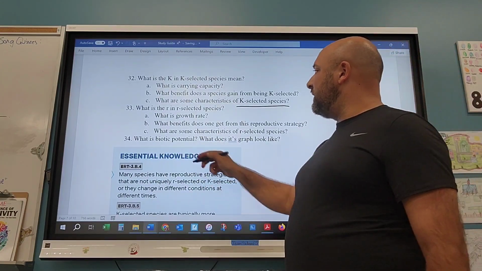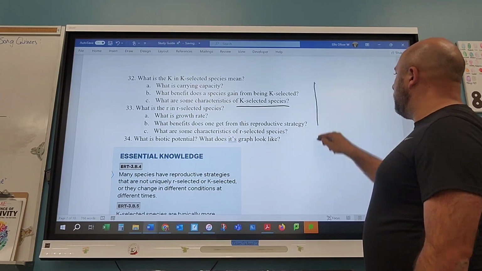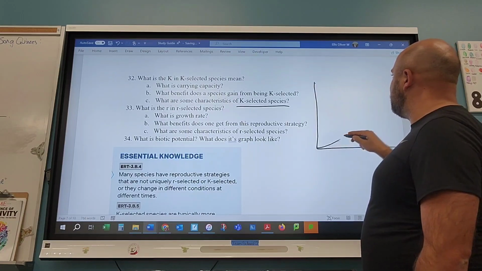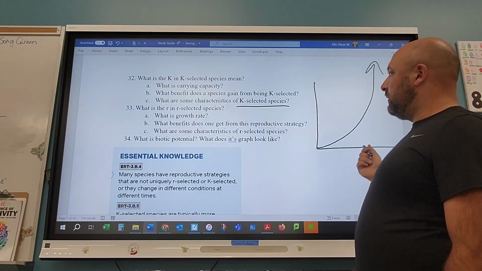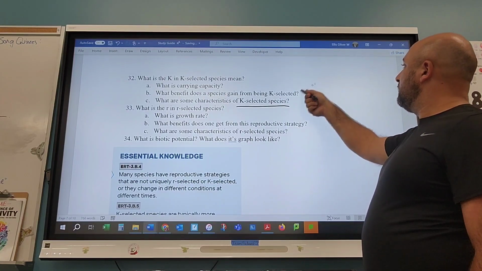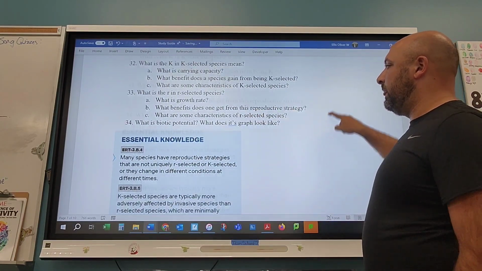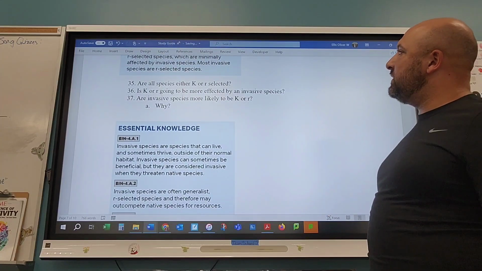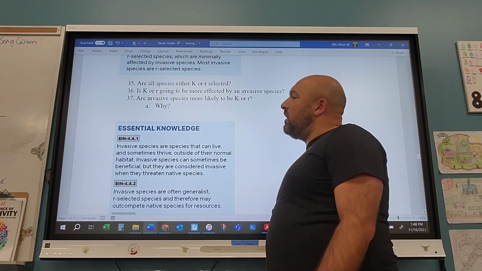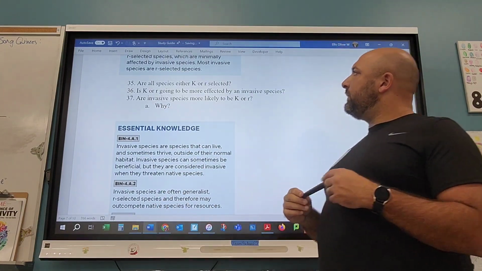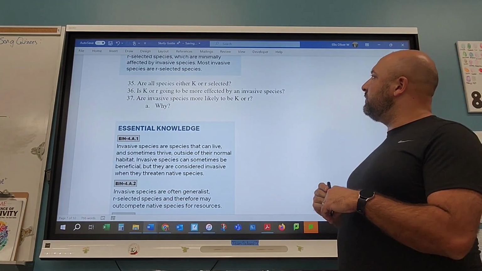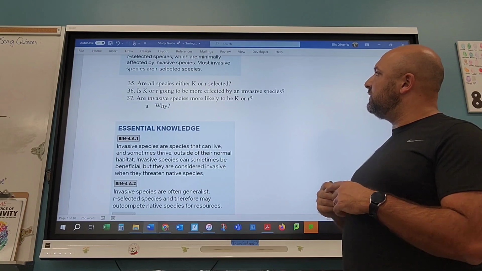Next up, what is biotic potential? Biotic potential is basically when the species can reproduce with almost nothing stopping them. And that essentially looks like an exponential graph. Okay? All right. Moving on down. Are all species either K or R selected? No, they can be kind of in between, right? They can have different levels there. Is K or R going to be more affected by an invasive species?